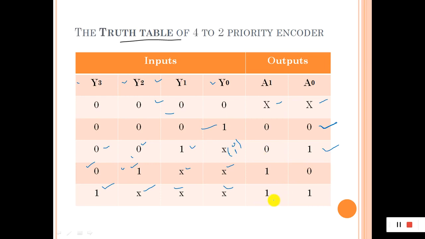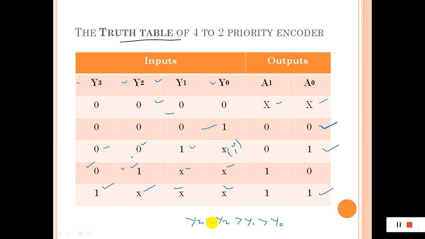So when Y3 is equal to 0, then the output will be like this. Okay, got it? In this one, the only thing you have to see is whether you have any Y3. Y3 has the higher priority, then after that Y2, then Y1, and then last and least is Y0. Y0 has the lowest priority.